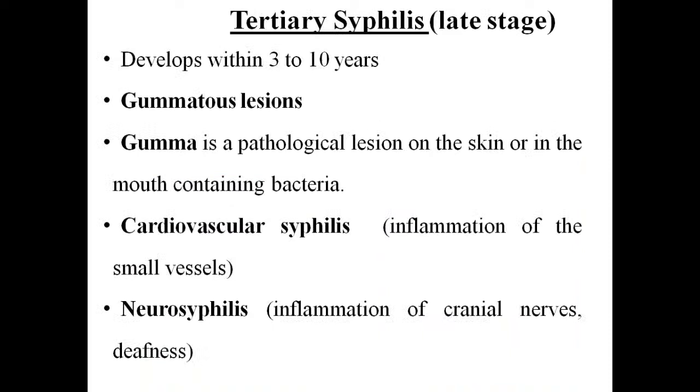If the patient doesn't take treatment, the last stage may develop. It is called tertiary syphilis or late stage. It develops within from 3 up to 10 years. It is characterized by formation of gummatose lesions. Gummatose lesions. What is gumma? Gumma is a pathological lesion on the skin or in the mouth containing bacteria.